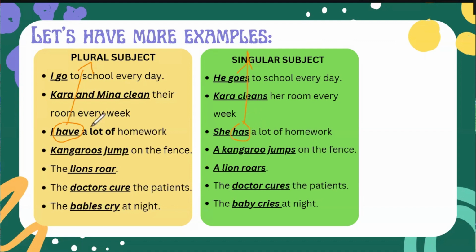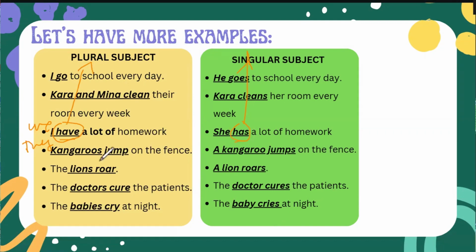So halimbawa, we say we. So we say we have, they have, my mom and dad have. Samantala, we use the word has for singular. So she has, he has, it has, my mom has, my friend has. So remember that, okay? Have for plural and has for singular.